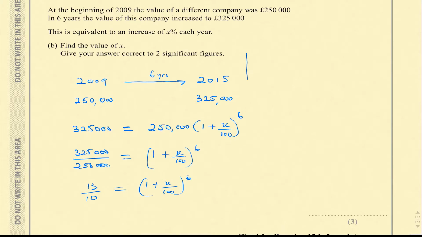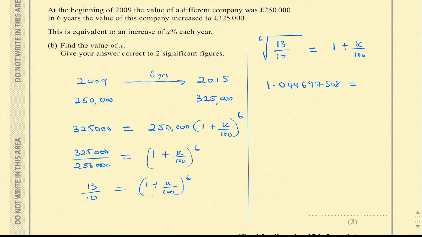Now, let me just draw a straight line and continue on the right hand side. We need to get rid of the power of 6 by taking the 6th root of 13 over 10, and that will give us 1 plus X over 100. That should do it. And now, if we punch that into the calculator, 1.044697508 equals 1 plus X over 100.